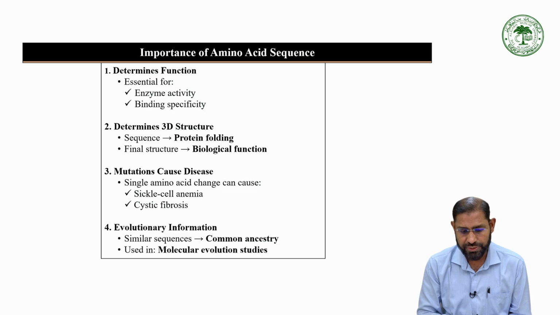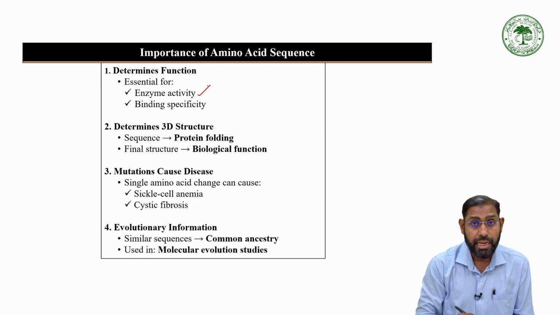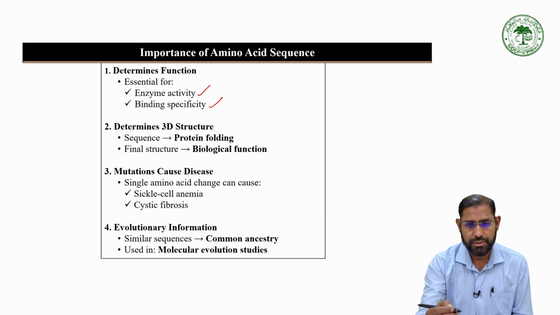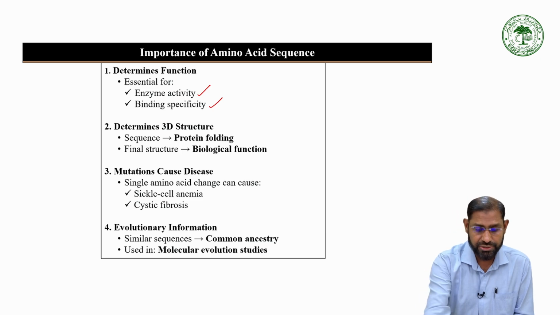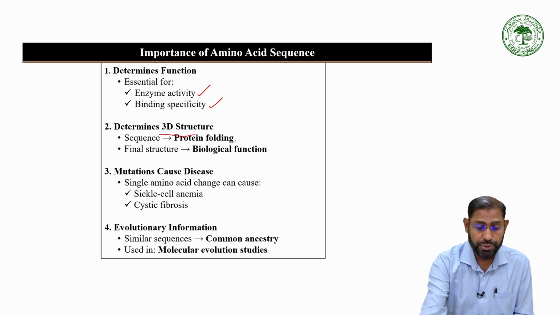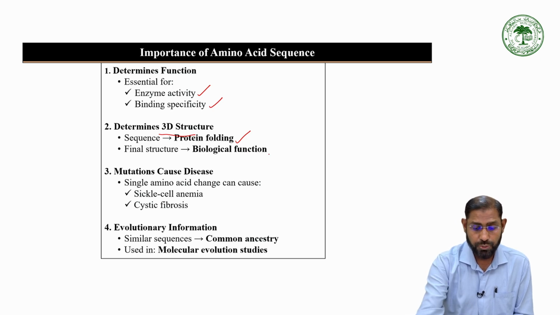Importance of amino acid sequences. It is important because it determines the functions, essentially enzymatic activities, and also binding specificity, which means a receptor is going to bind with a specific molecule. That's why the amino acid sequence is very important. It also determines the 3D structure. What is the importance of the 3D structure? It gives the protein folding, how the protein is going to fold, and then the final structure, which determines the biological function.